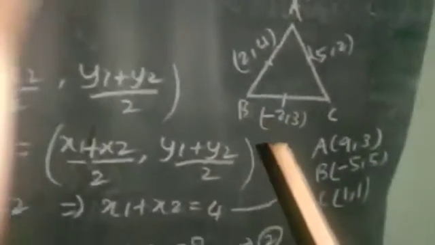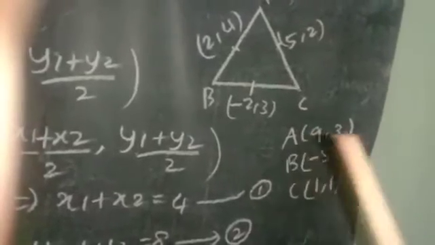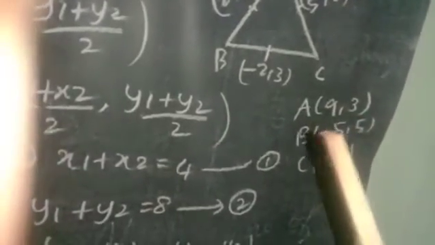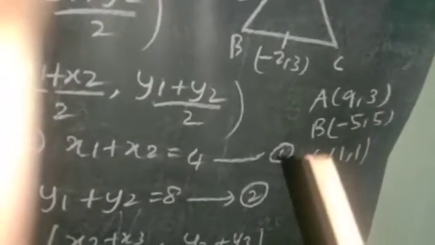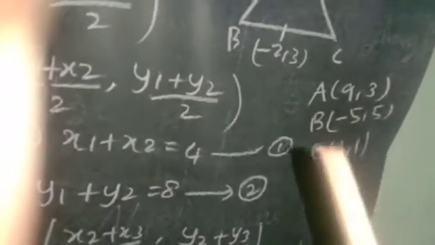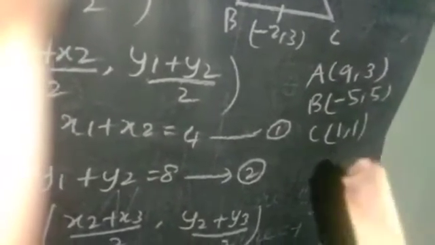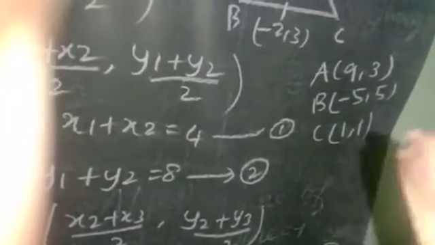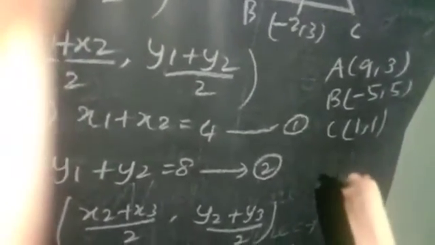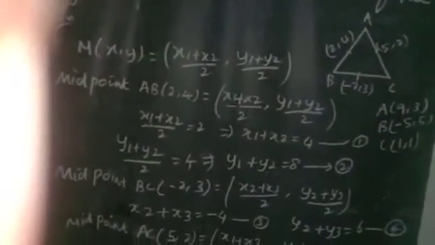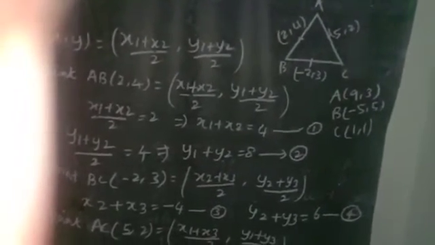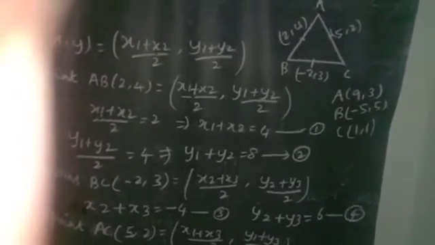Now we write the coordinates of the vertices of the triangle A, B, C. A is x1, y1: x1 value is 9 and y1 value is 3. And vertex B, x2, y2: x2 is minus 5, y2 is 5. And vertex C, x3, y3: x3 value 1 and y3 value 1. Okay. So here we write the coordinates of the vertices of the triangle A, B, C. A point is 9, 3. B point is minus 5, 5. And C point is 1, 1.